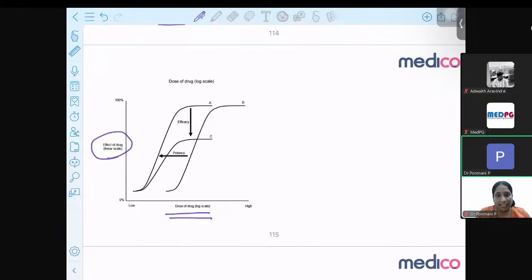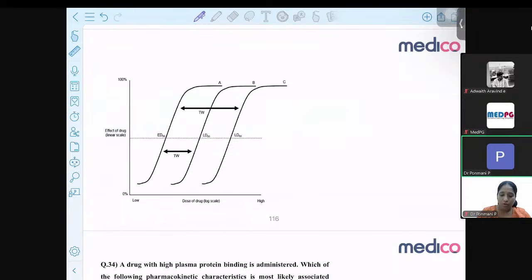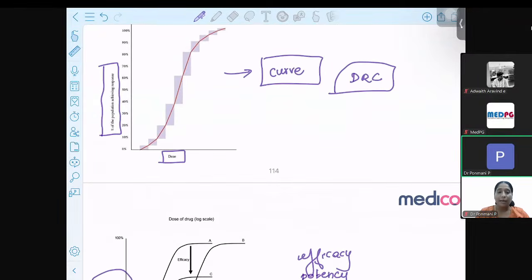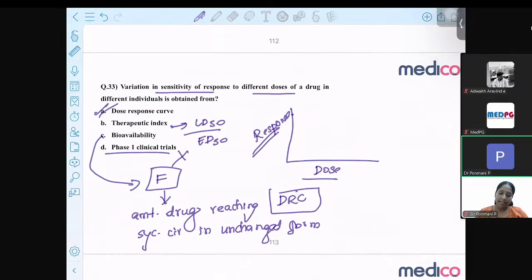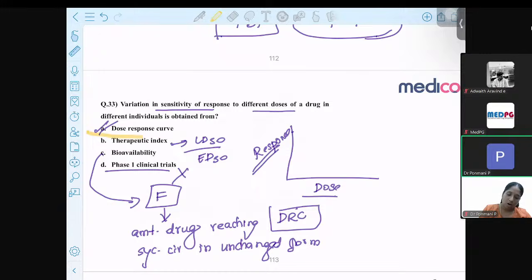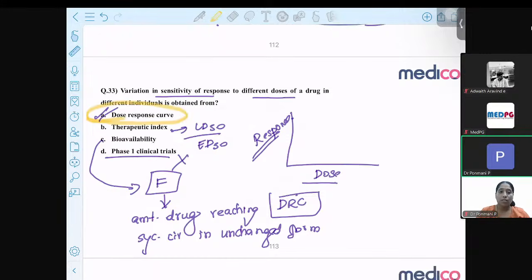So what is this used for? This is used for calculating the efficacy and potency. Not only efficacy and potency, it can also be used to calculate ED50 and LD50. And also the therapeutic window and therapeutic index of the drug can be calculated. Okay, so this is about the dose response curve. So what is the answer here? It is option A, which is dose response curve.